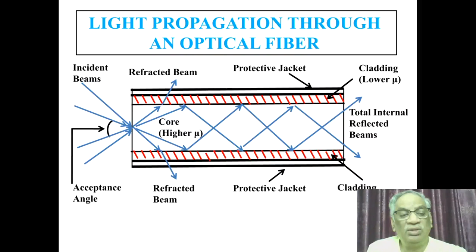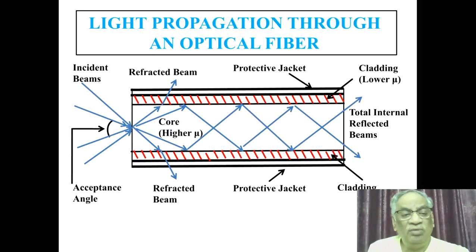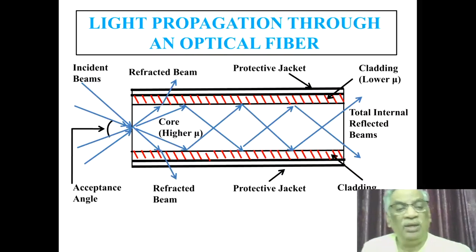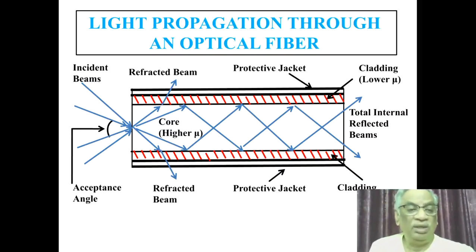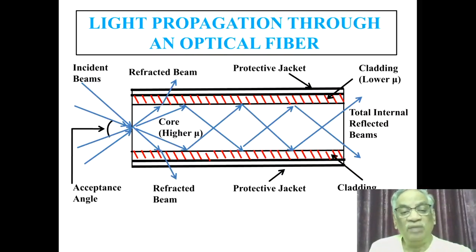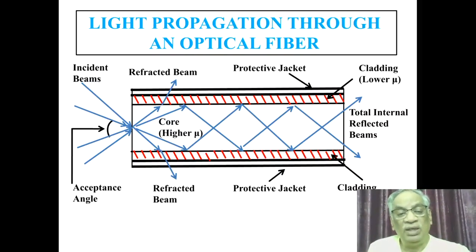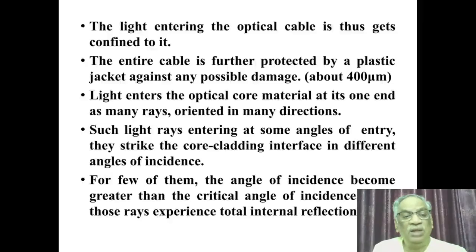Because angle of incidence is equal to angle of reflection, they undergo multiple reflections inside the core material for all the rays entering into the core material, as shown in the slide. Majority of the light entering into the core material will undergo total internal reflections and then leave the other end of the core material as shown. That is total internal reflected beam. The light entering the optical cable thus gets confined to it.